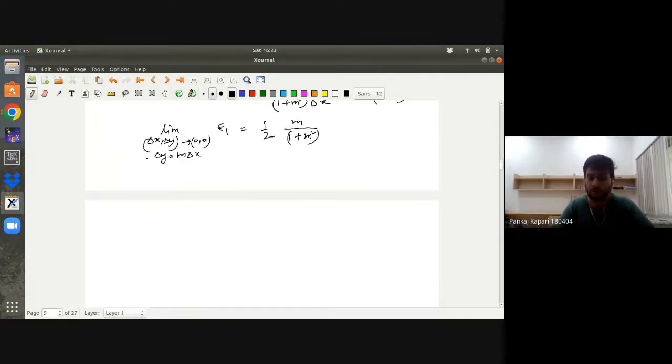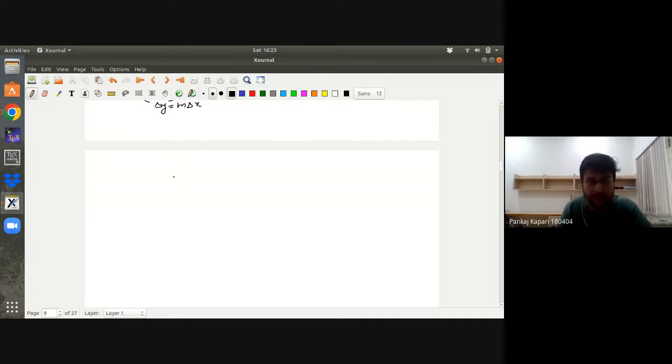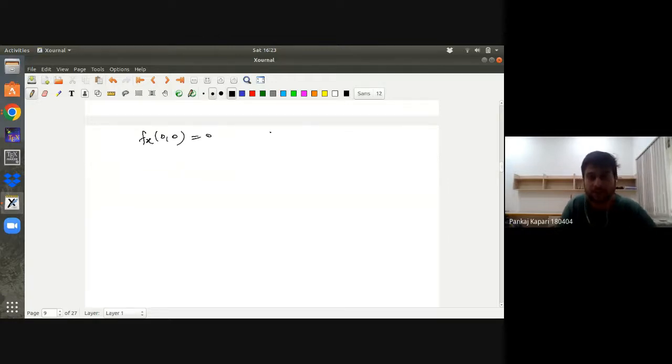One more thing: I told you that the partial derivative of this function at origin is 0, and the partial derivative with respect to y at origin is also 0. Let's just calculate one of them. We'll just calculate the first one.